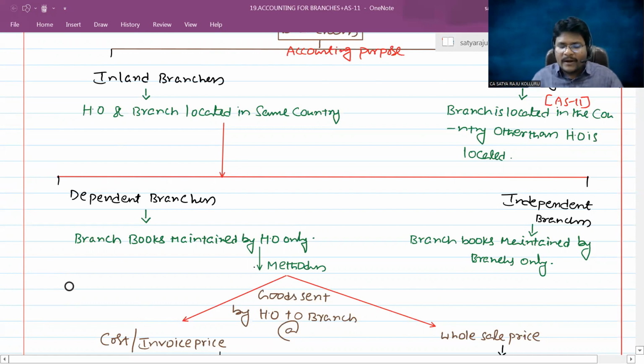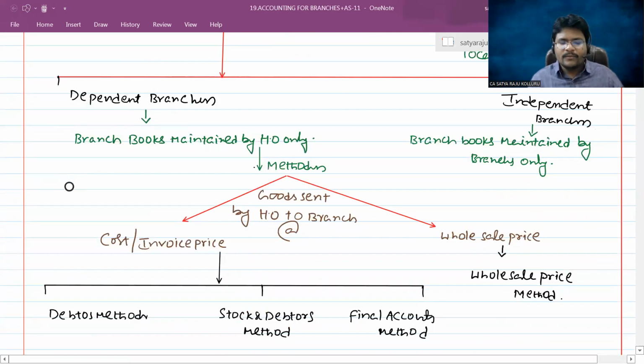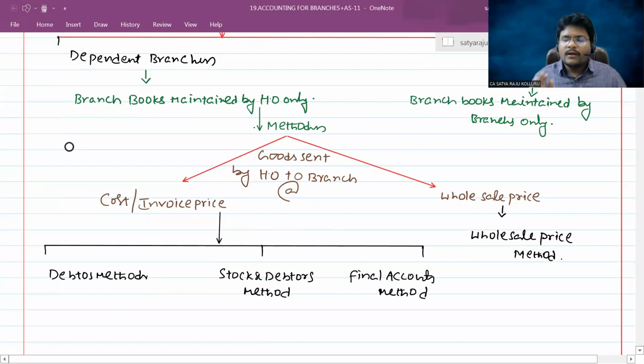Now coming to such dependent branches, various methods are available with the head office to know the profit or loss of a specific branch, because who maintains the books of accounts? The head office itself maintains the books of accounts in case of dependent branches. If the head office sends goods to the branch at cost or invoice price, then you can use either the debtors method, the stock and debtors method, or the final accounts method. But if the goods are sent at wholesale price, then the head office will use the wholesale price method to ascertain the profit or loss of that particular branch.